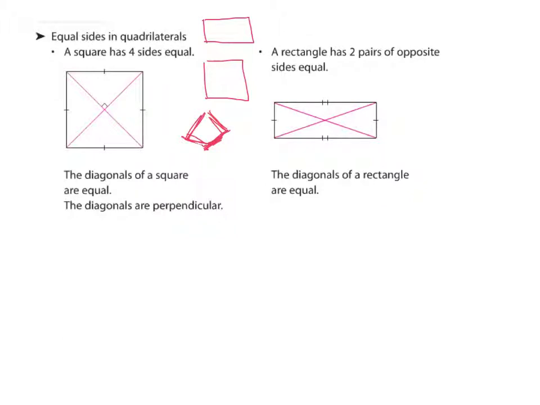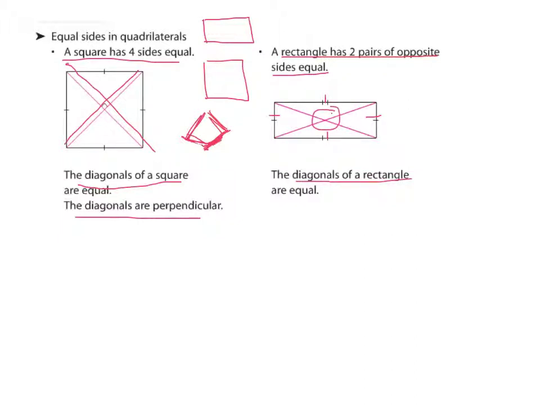Okay? So we could say that a square has 4 equal sides. The diagonals of the square are equal, and the diagonals are perpendicular. So if we were to draw a diagonal line from the corners, we would find that it would be perpendicular in the center. A rectangle has 2 pairs of opposite equal sides. So opposite parallel running sides are equal in length. And if you were to draw the diagonals of a rectangle, they would be equal in length, but they would only be intersecting. They are not perpendicular.